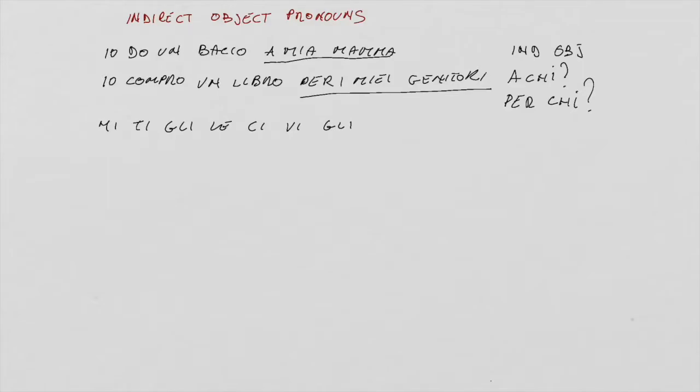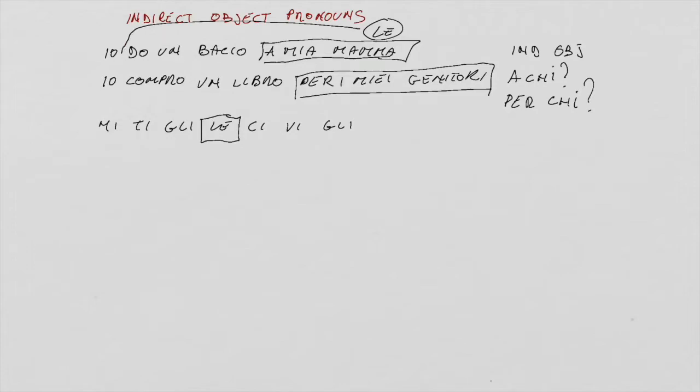Now, let's replace the indirect object nouns a mia mamma and per i miei genitori with the corresponding indirect object pronouns. In the case of a mia mamma, since mia mamma is equal to lei, we must use the pronoun le. The pronoun le must precede the conjugated verb, so we have le do un bacio.